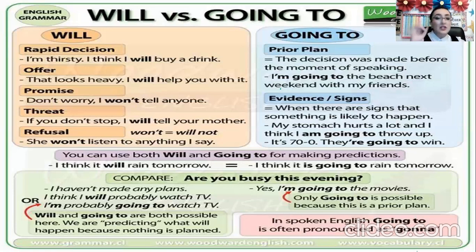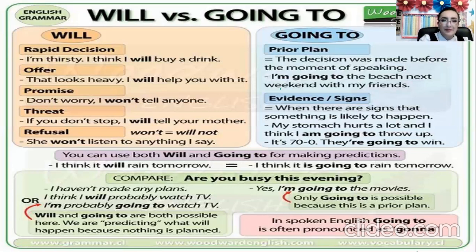But let me tell you that you can use both will and going to in order to make some predictions. For example, I think it will rain tomorrow. I think it is going to rain tomorrow. Oh, they agree on these topics.